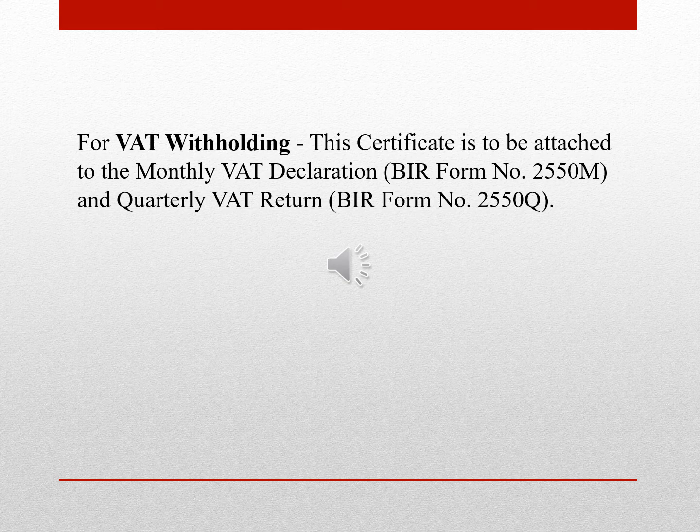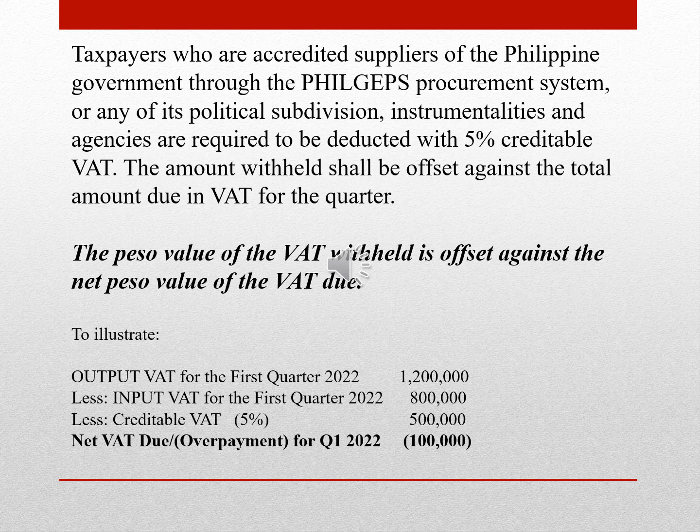So VAT taxpayers file a monthly VAT declaration in Form 2550M and quarterly in Form 2550Q. I will have a separate slide and separate presentation for these two forms, but we'll not discuss it here. So taxpayers who are accredited suppliers of the Philippine government through PhilGEPS procurement system, any of its political subdivisions, instrumentalities, and agencies are required to be deducted with 5% creditable VAT.